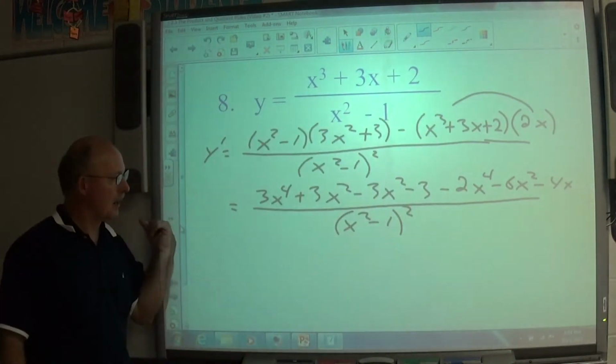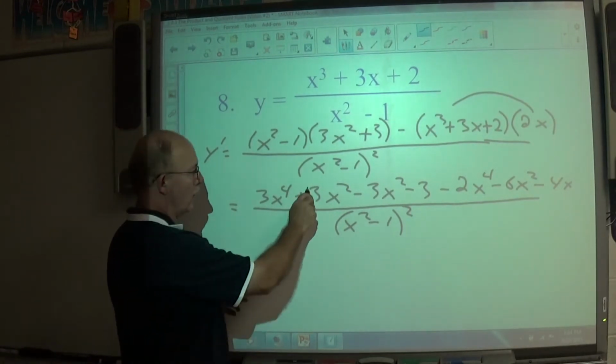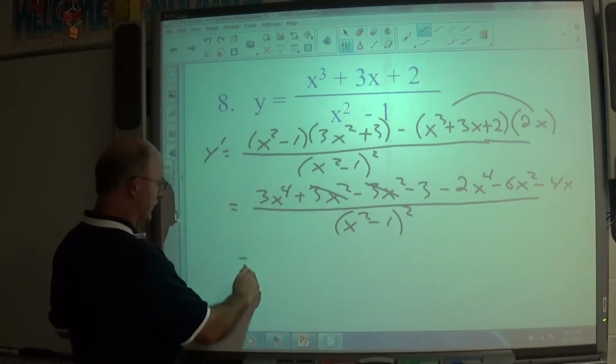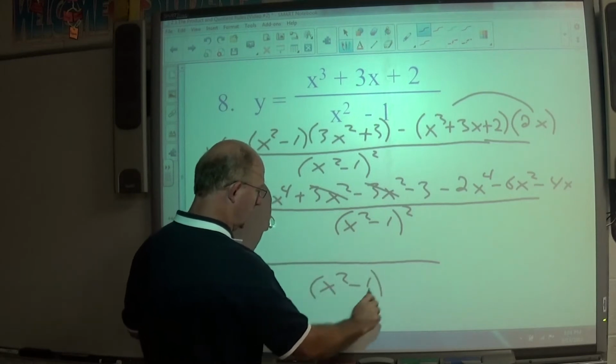Okay. Now we've got our multiplication done. All right, so if we did everything correctly, you've got to watch out. Now right away I noticed that the 2x to the fourth terms here are going to cancel. As we simplify here, we have the x squared minus 1 quantity squared still.